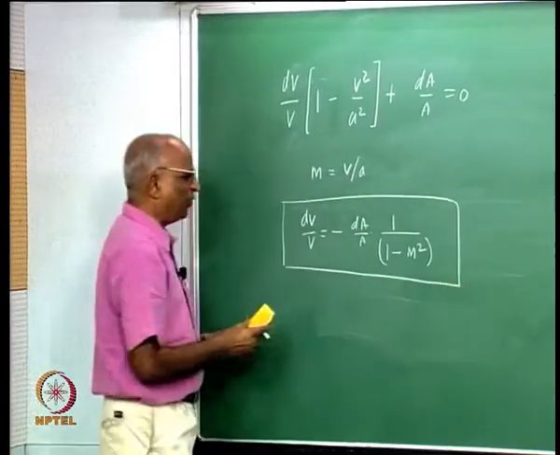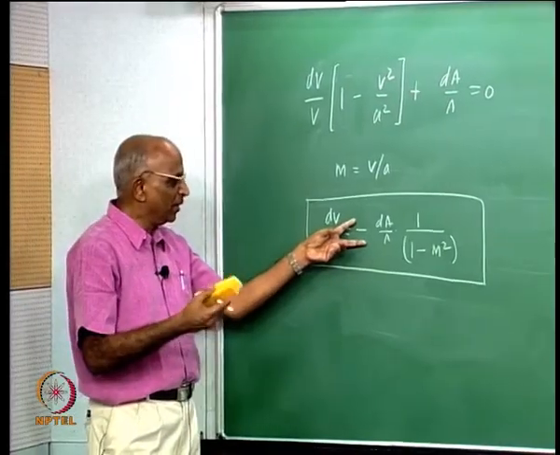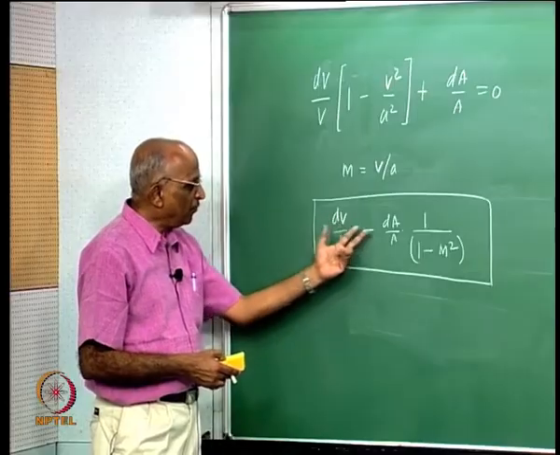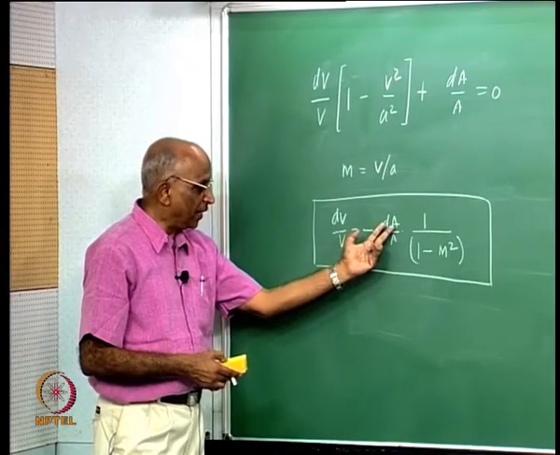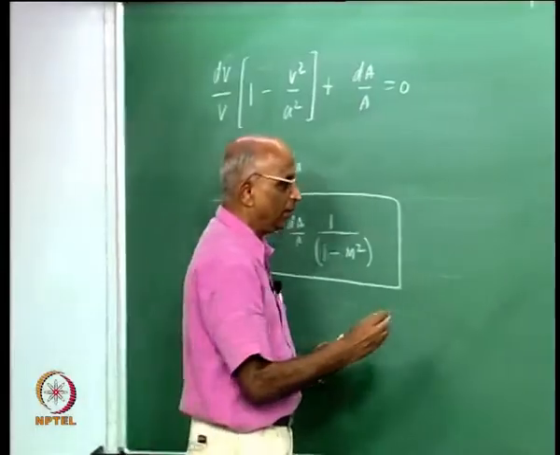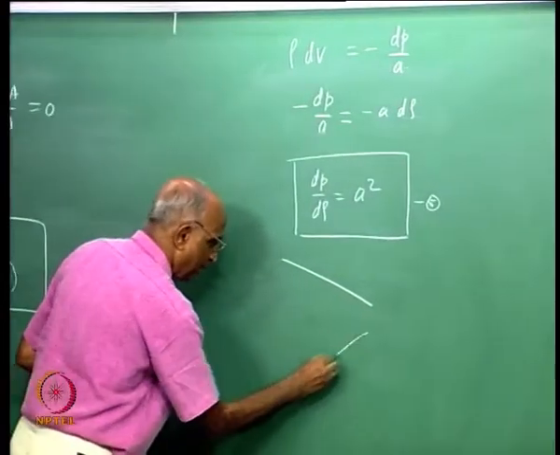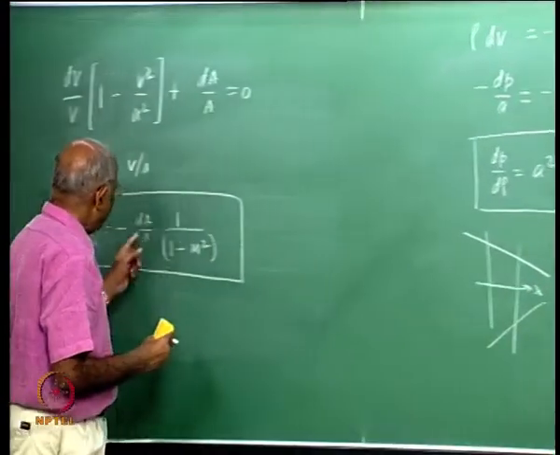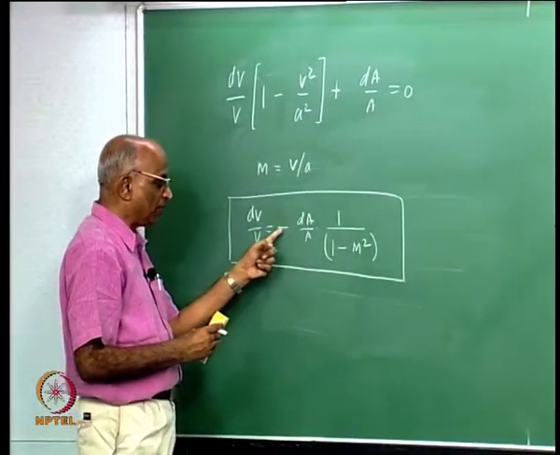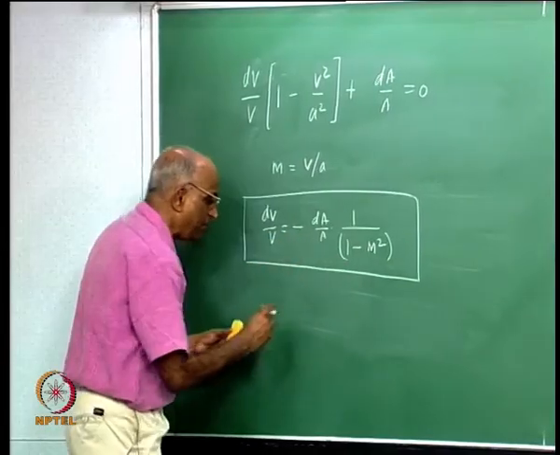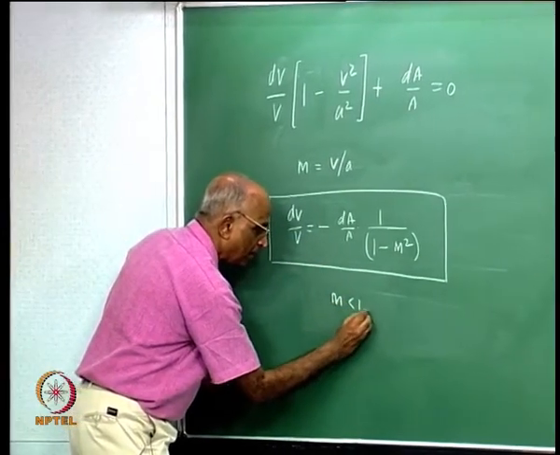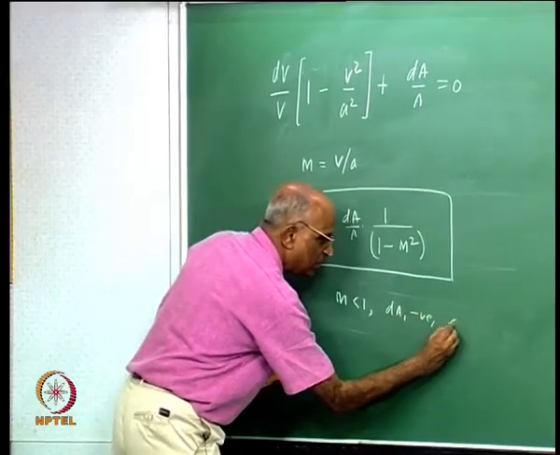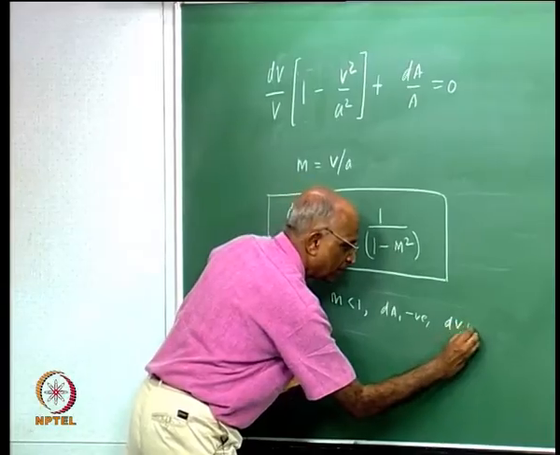Now, whenever we derive an expression we must look at what is happening behind it. Therefore what do we find? If dA is negative, like what we had drawn here, what did we draw? We said area is decreasing as x is progressing. If dA is negative, this becomes positive, and if we say M is less than 1, when dA is negative, then dV is positive.